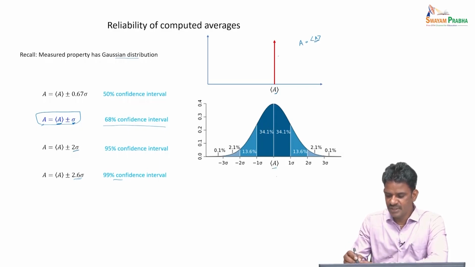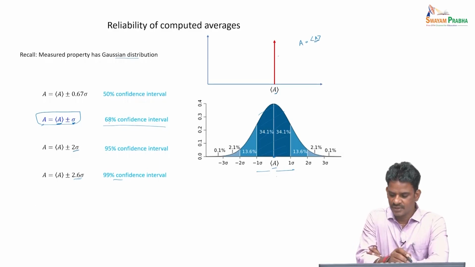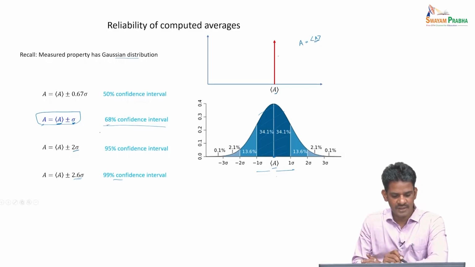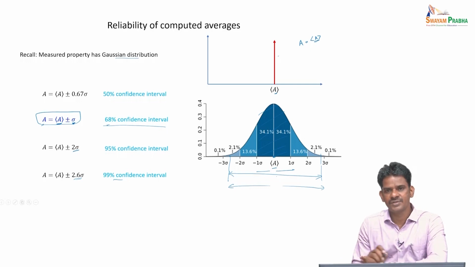So as you can see, the mean is somewhere here, and when you take plus or minus sigma, the area under this curve basically tells what's the probability that this value will be within this bound, and that becomes about 68%. Similarly, when you increase this interval to 2.6 sigma, which is somewhere here, if I report this value of A in this particular interval, then I am pretty sure that 99% of the time the value is actually within this particular interval.